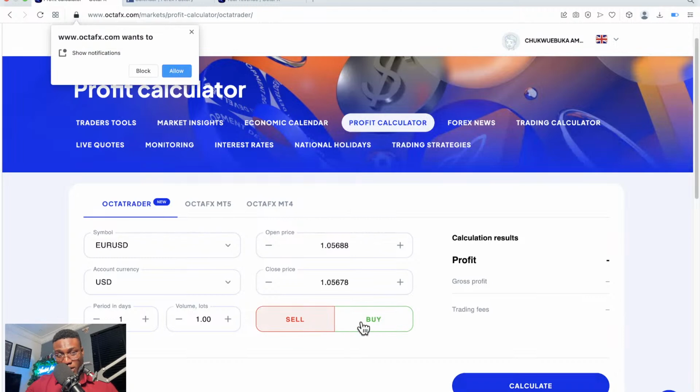You can also click if it's a sell or a buy trade, right? If it's a sell or a buy, and then you click on calculate. So they'll go ahead to tell you, oh, this is how much it's going to be in profit, or this is how much your risk is going to be as well. So you can take advantage of that if you use the Octa Trader or OctaFX MT5 or OctaFX MT4.